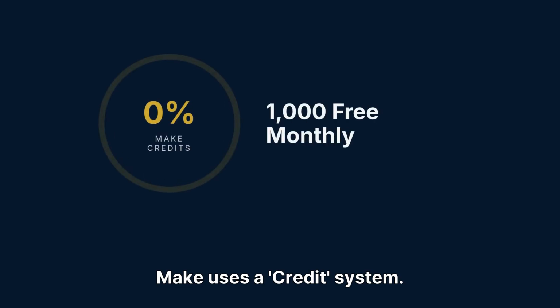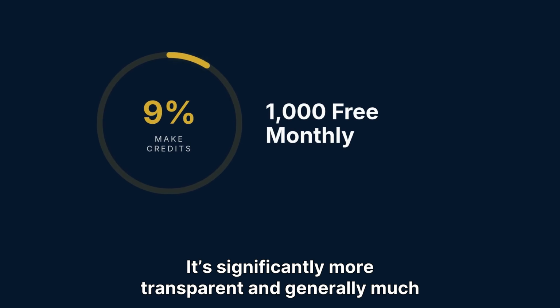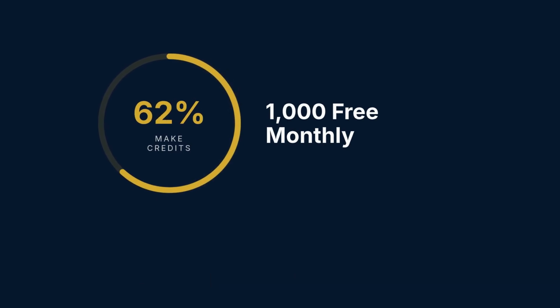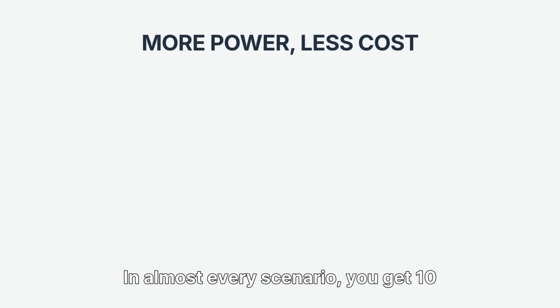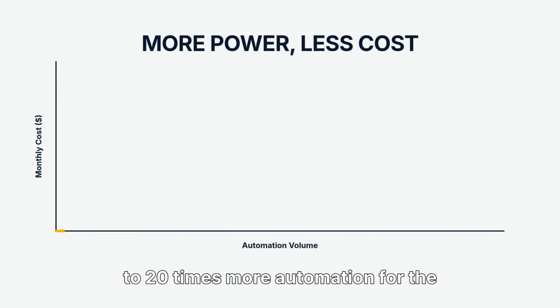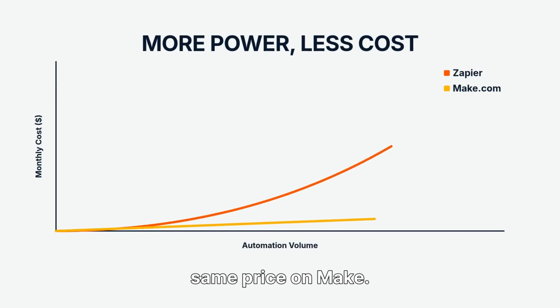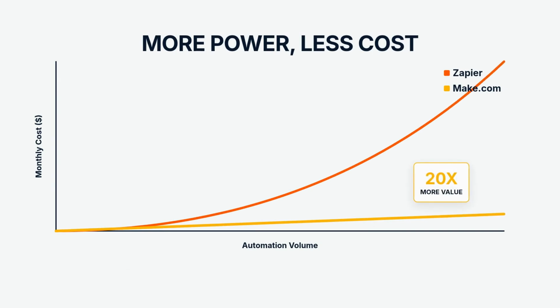Make uses a credit system. It's significantly more transparent and generally much cheaper for beginners. Their free plan gives you 1,000 credits every single month to start. In almost every scenario, you get 10 to 20 times more automation for the same price on Make. For a growing business, that value is hard to ignore.